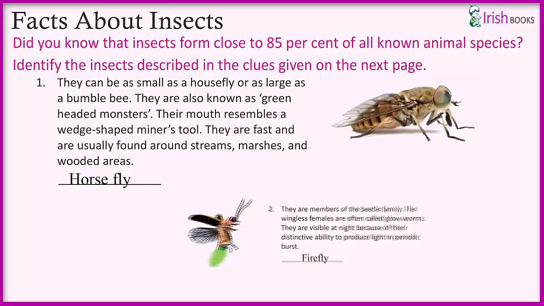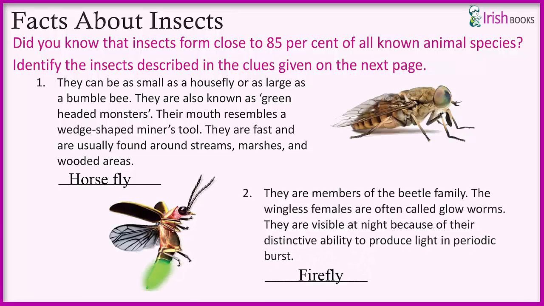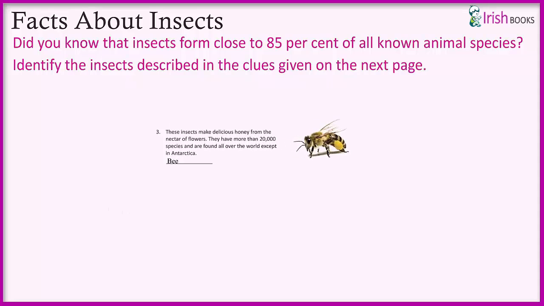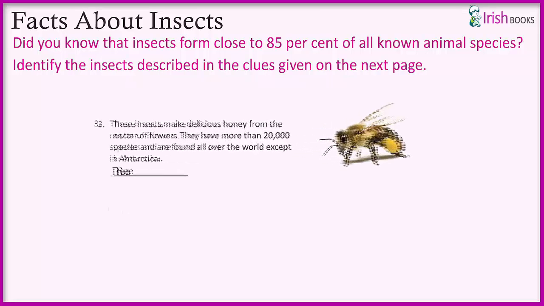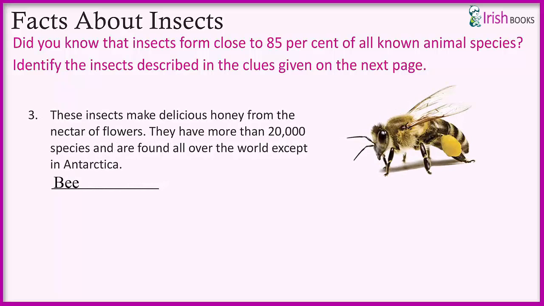2. They are members of the beetle family. The wingless females are often called glowworms. They are visible at night because of their distinctive ability to produce light in periodic bursts. 3. These insects make delicious honey from the nectar of flowers. They have more than 20,000 species and are found all over the world except in Antarctica.